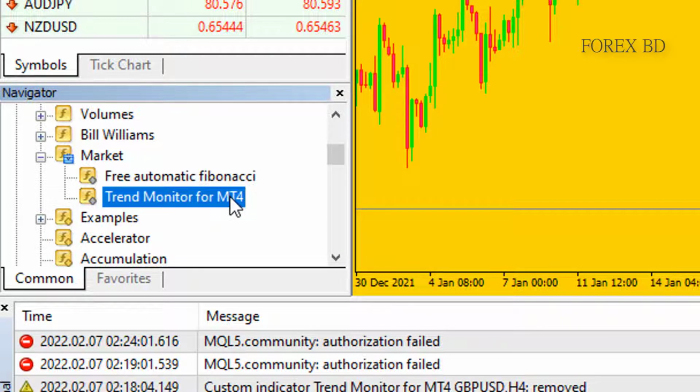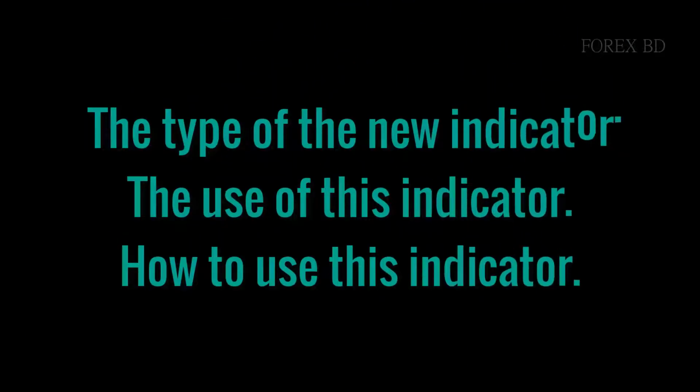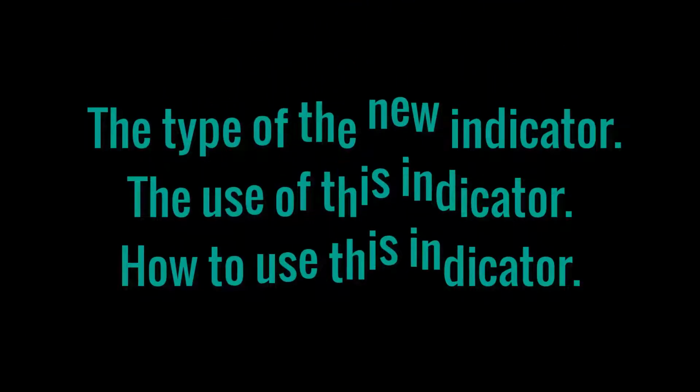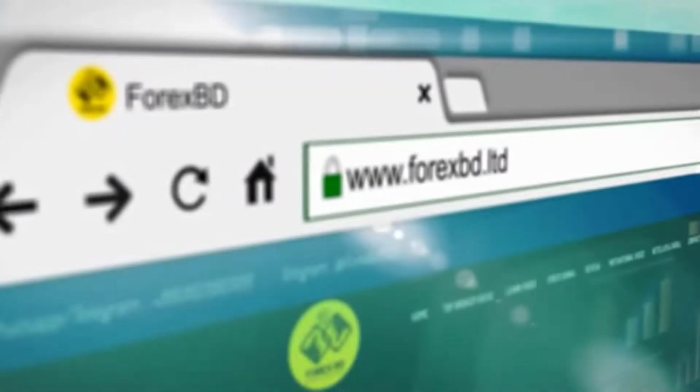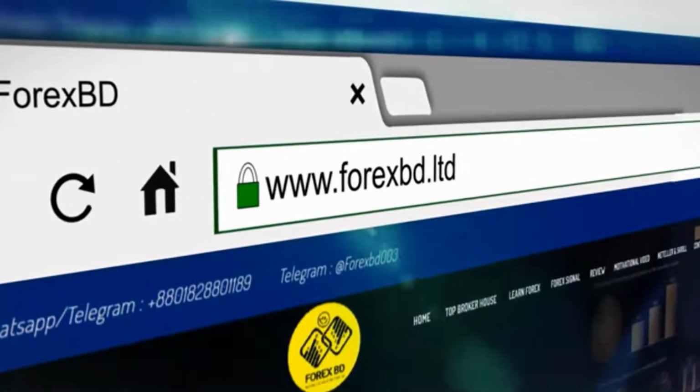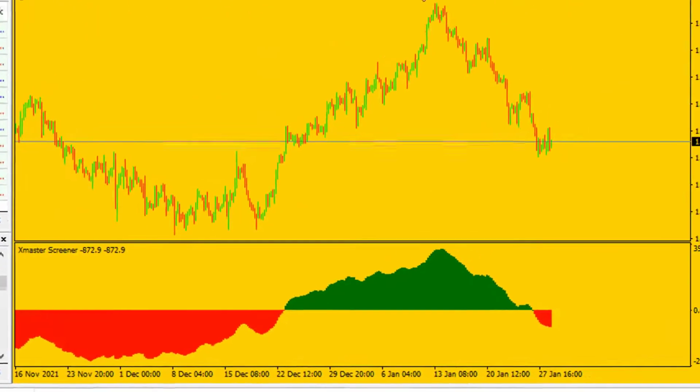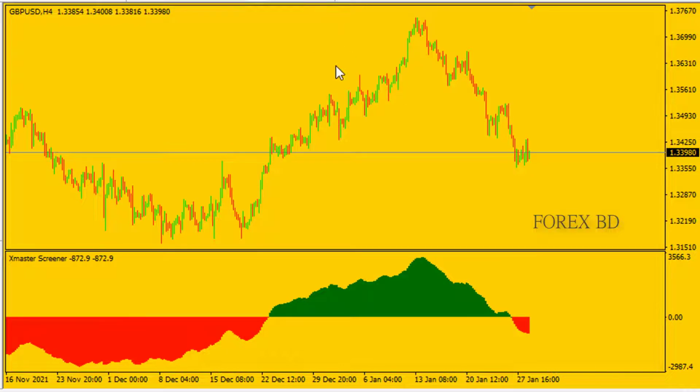So in today's video, we will first discuss the type of the indicator, secondly the use of this indicator, and last one is how you analyze by this indicator. So stay with us, and you all know that I am an official member of FOREX BD, so watch this video. The indicator that we will share today is called Trend Monitor Indicator.